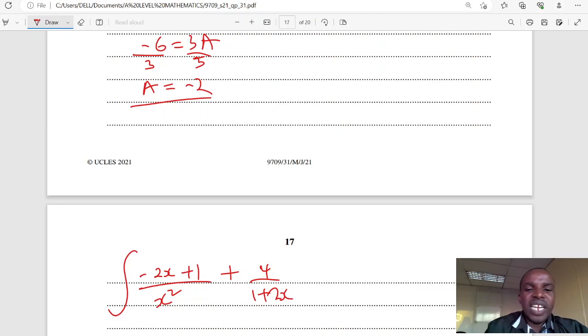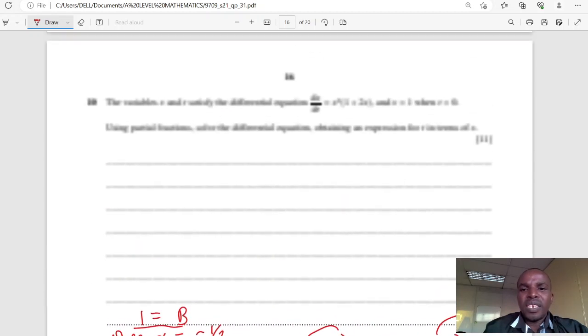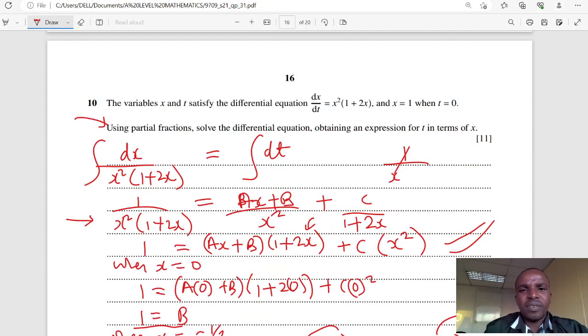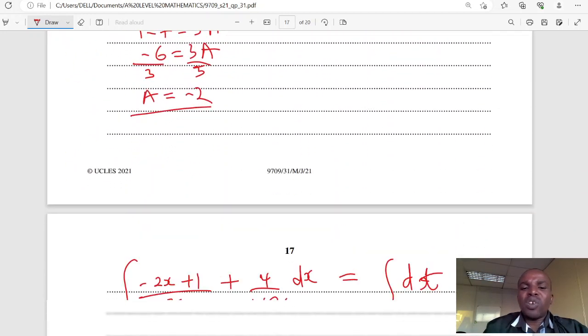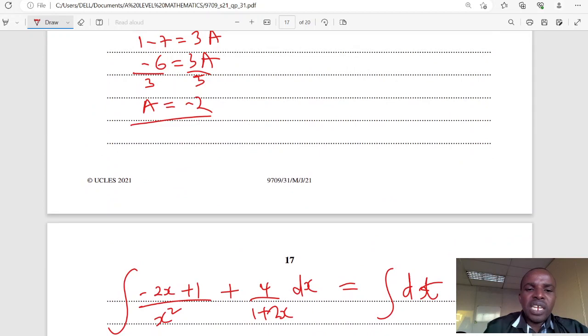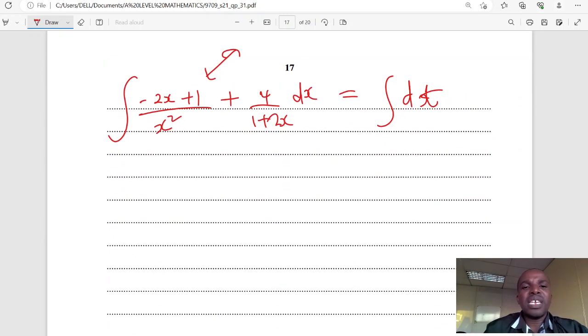Then I integrate this side, dx, and on the other side it's just dt. Yes, correct. So I have expressed it in partial fractions, which means this part must be clear. You have to put it right away here, without integral signs, by first expressing in partial fractions. So these are now partial fractions.